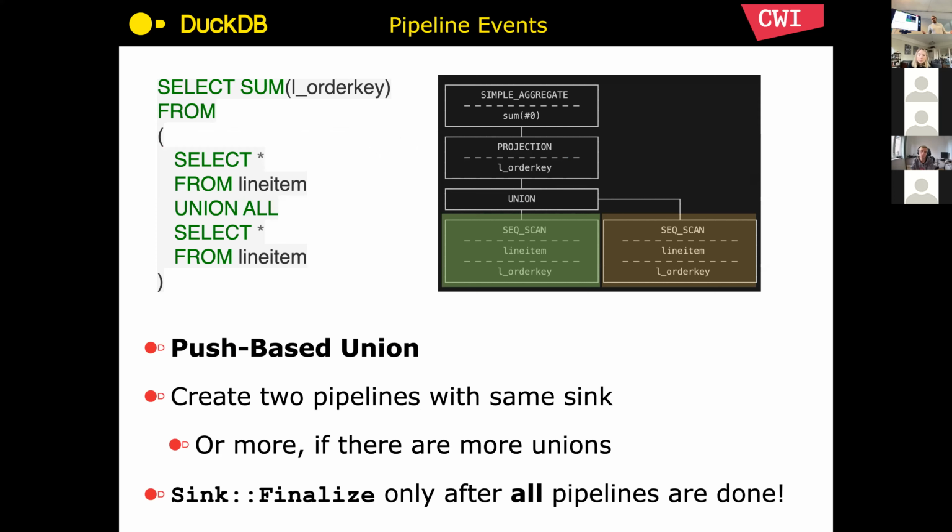So in a push-based union, we notice that we actually just have two pipelines. The union is no more than having two pipelines that share the same sink, or more, of course, if you have multiple of them. However, there's one caveat: because the sink is shared, you only want to call the sink after both of these pipelines are done. So it's not exactly two independent pipelines. There's a dependency there. So how do you cleanly model that?